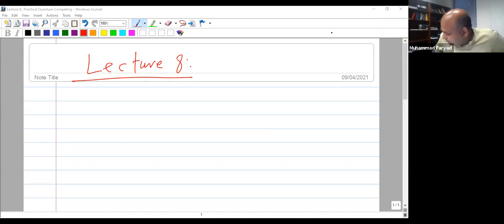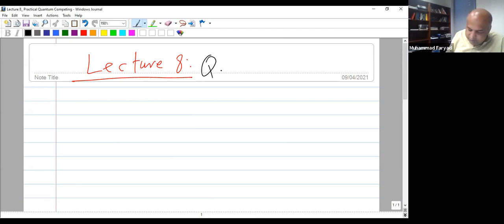Okay, so our task today is quantum phase estimation, and we'll see why this particular name for this algorithm. But let me first say what it does, and then I'll say a little bit about some of its applications before we go to actually derive the circuit for this algorithm.